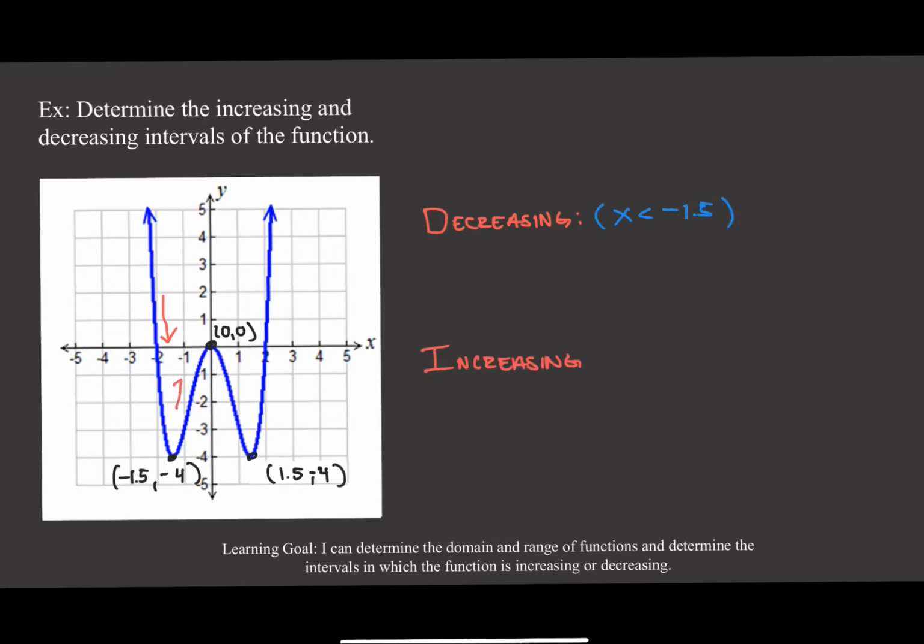Next, we can see that from -1.5 to 0, we are increasing. So we would say we are increasing for all x values between -1.5 and 0. So then one more time, once we reach 0, we have a change in direction. So from 0 to 1.5, we are decreasing. And so for our last interval, we are increasing for any x value greater than 1.5.